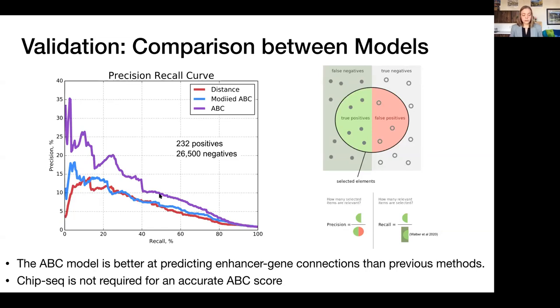So this is important for two reasons. It shows that the ABC score is better than previous methods at predicting these enhancer gene connections. And it also shows that ChIP-seq is not required for an accurate ABC score. So labs that are interested in using this method only have to conduct ATAC sequencing.